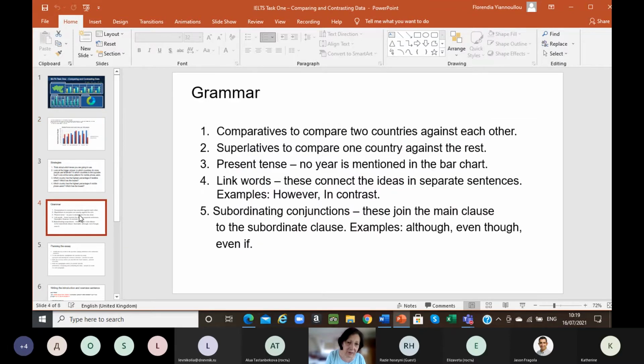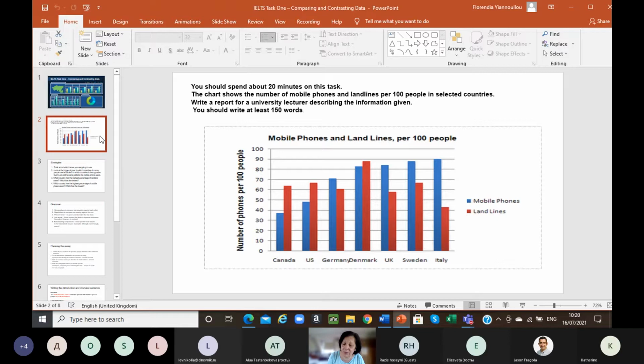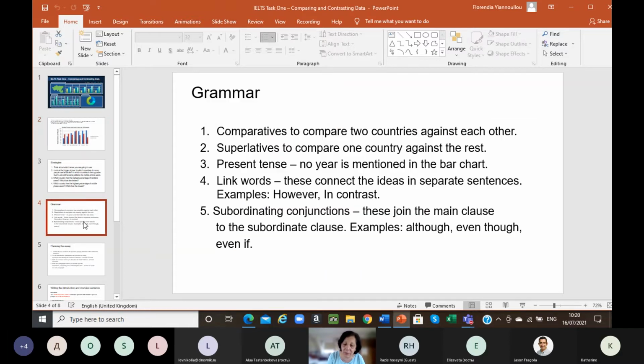Now, if you come back to the grammar here, we said comparatives, superlatives. In this case, I'm going to use the present tense because I don't have any specific years. So it's not specific to a time period. It's a general truth, so that is something you have to pay attention to for this essay. And again, link words, words like however, in contrast. In the IELTS exam, they like you to use those, and in the coherence and cohesion score, that is where they will award you grades.